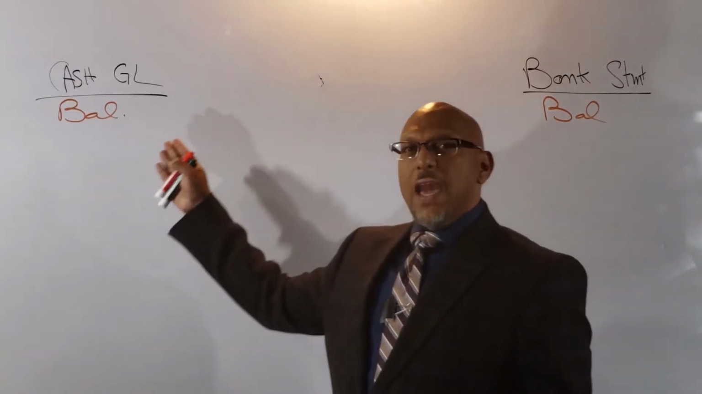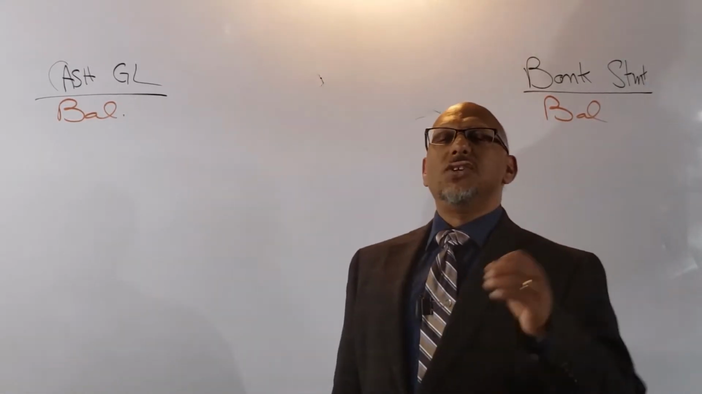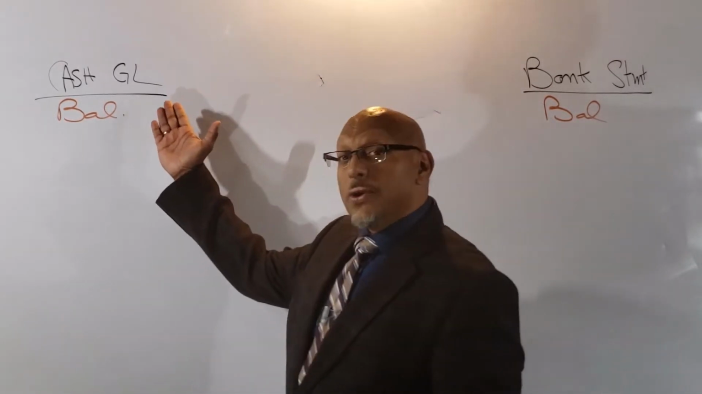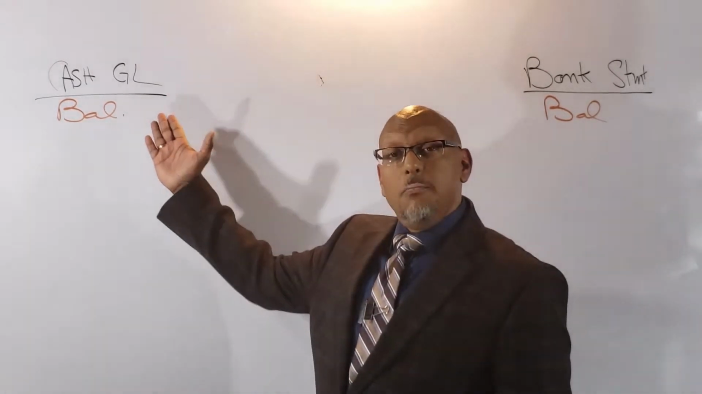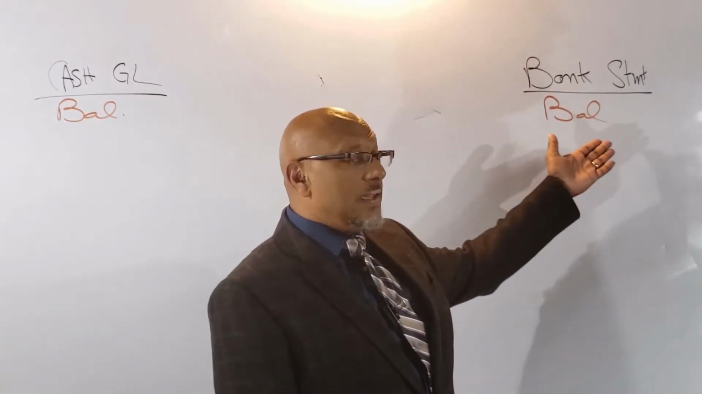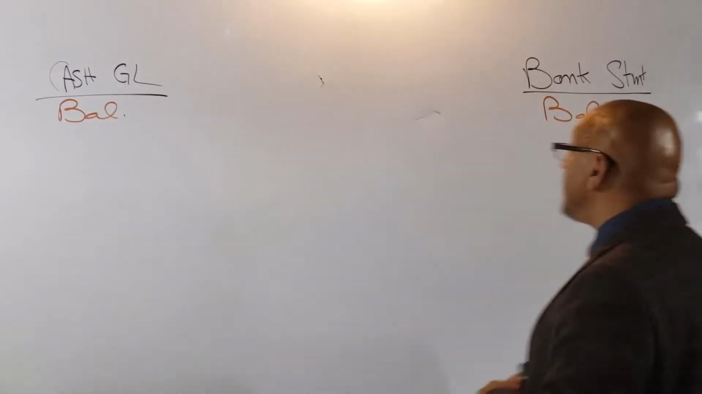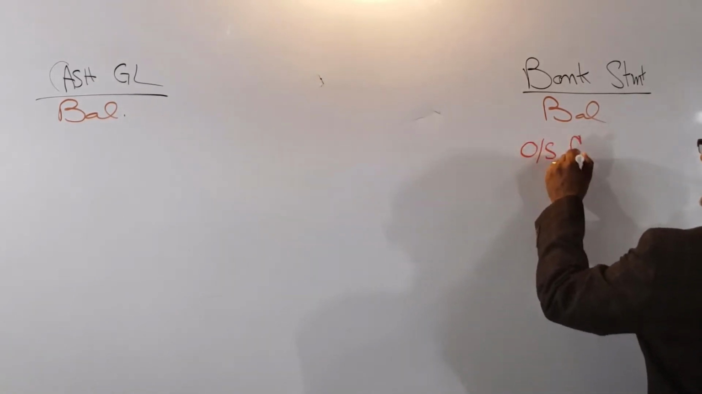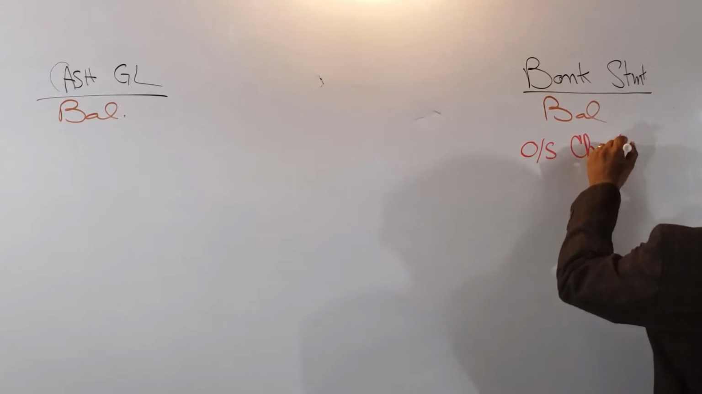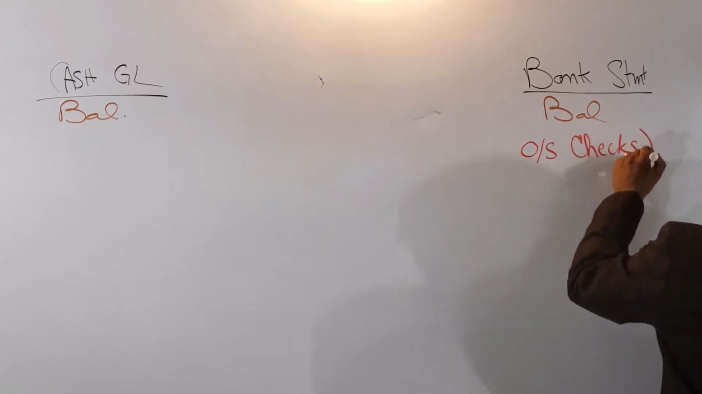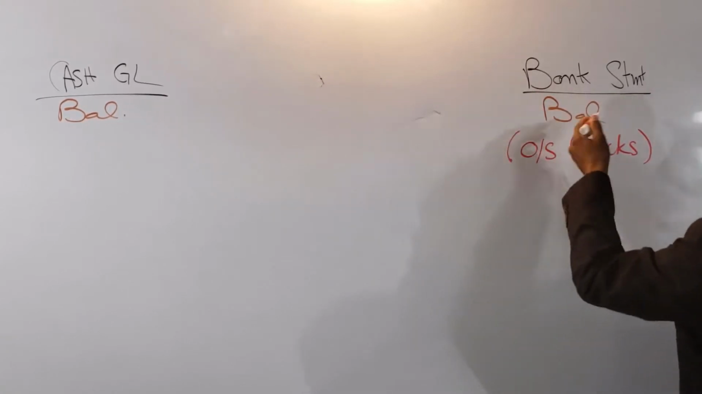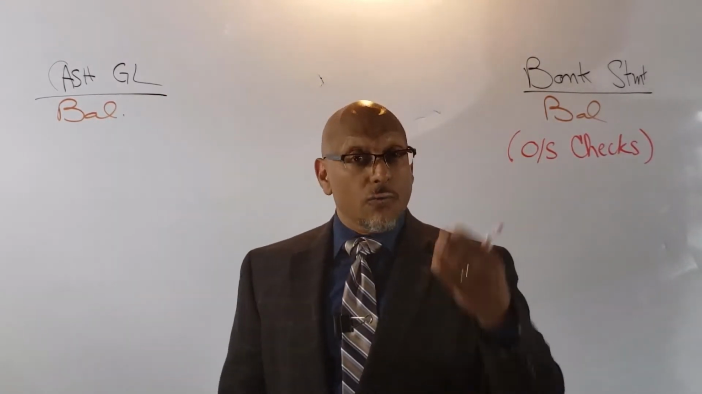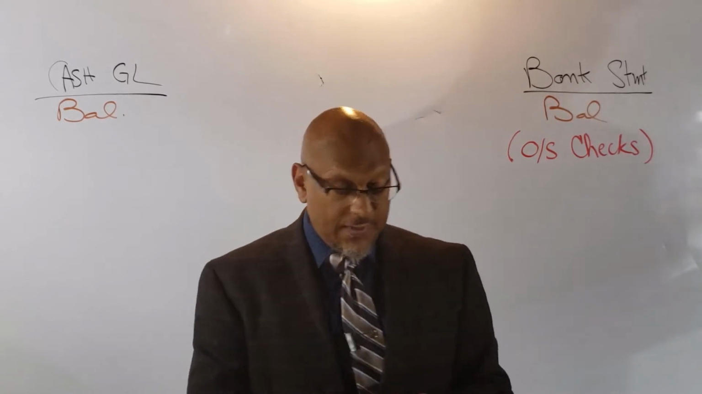In the cash GL, when you write a check, you credit the cash GL immediately, but it may not have cleared the bank. So we call that outstanding checks. I'm going to put it as OS checks. And that gets subtracted out of the bank balance because the bank hasn't received the check to clear the bank, but it already has credited, or reduced, our cash balance.